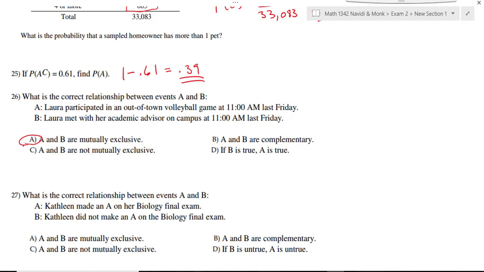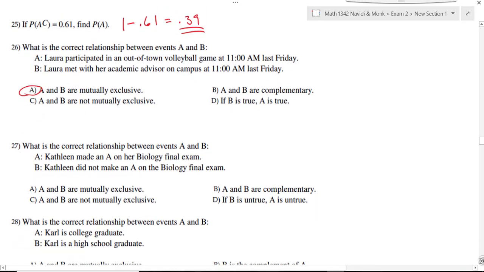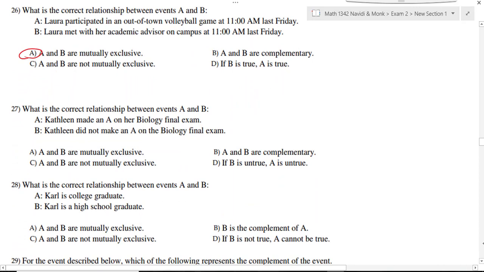They're mutually exclusive. Number 27 says, what is the correct relationship between events A and B? Event A is Kathleen made an A on her biology final exam. Event B is Kathleen did not make an A on the biology final exam. They are mutually exclusive, it's true, because you either made it or you didn't make it, but there's more involved here since we're talking about the same grade and the same exam. These are complementary events because it's one or the other. Like rain versus no rain, A versus no A.